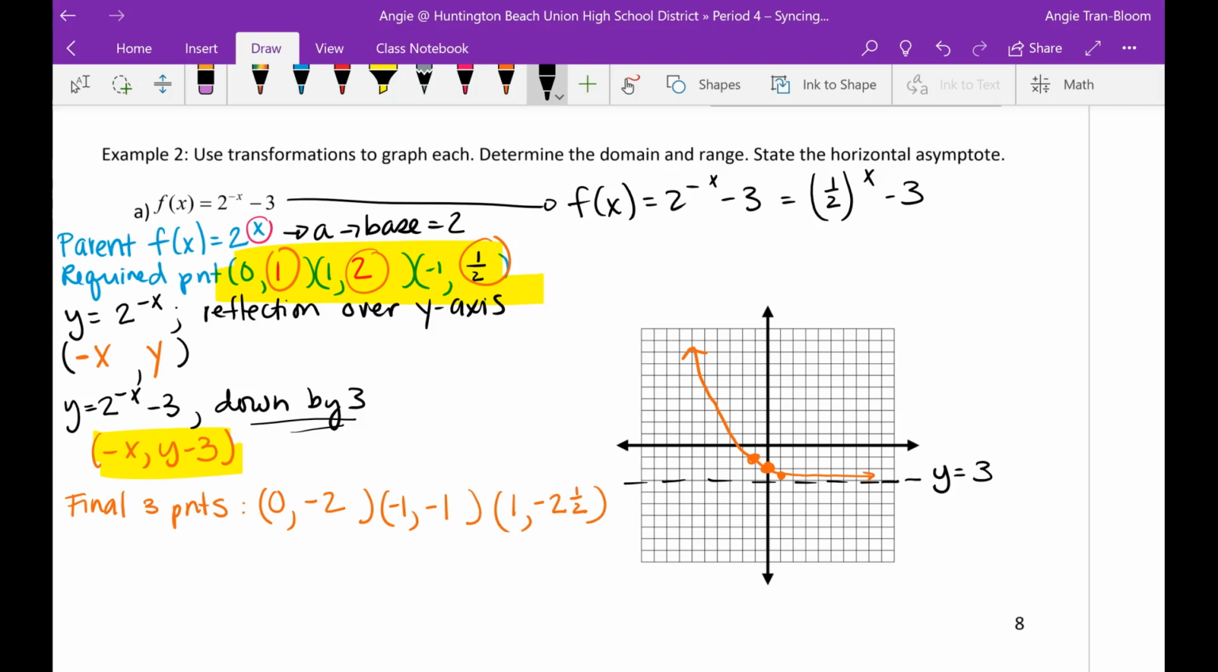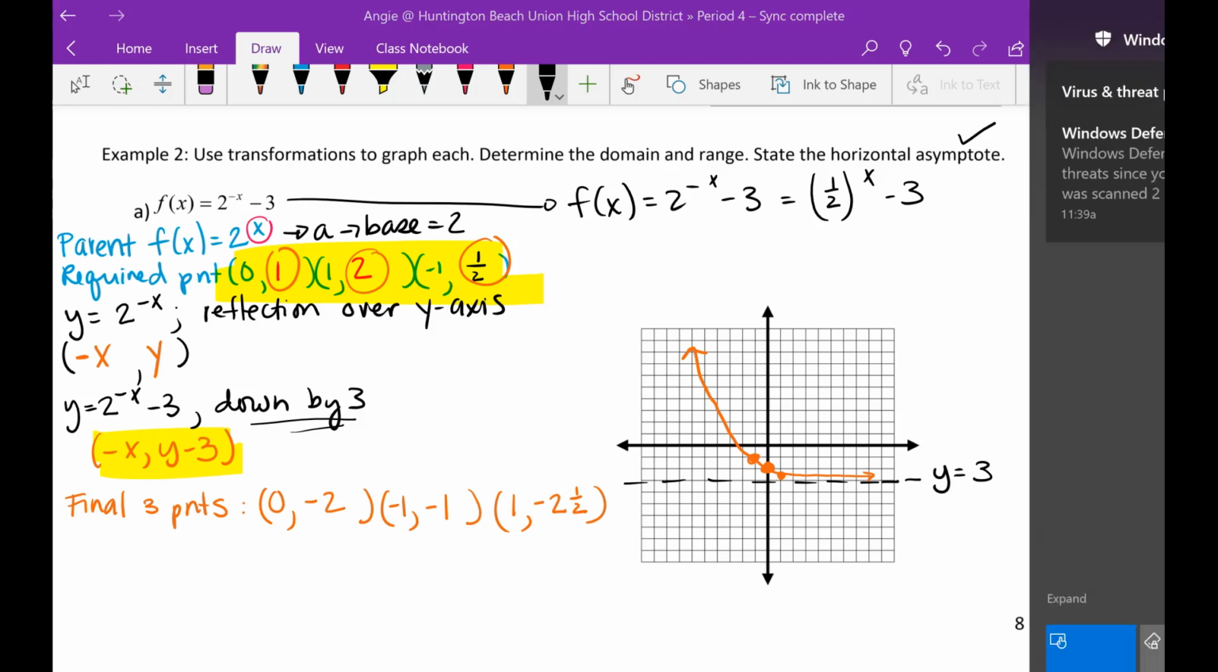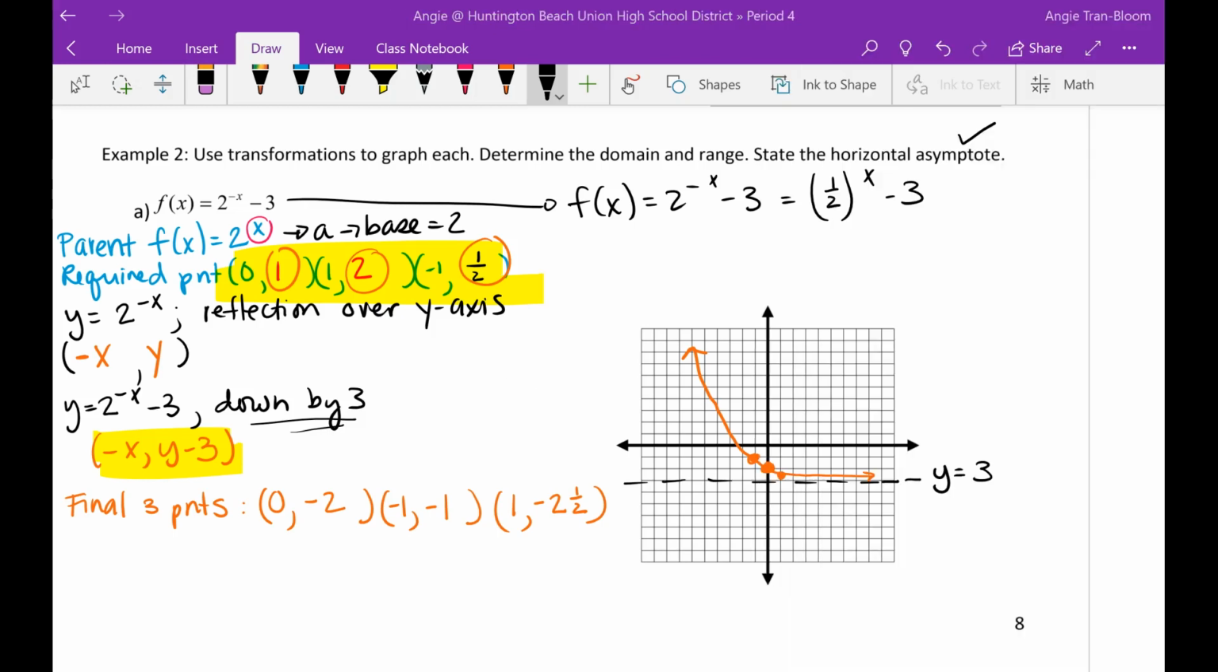So, okay, if you look at it, we are doing this graph by transformation a lot faster than what we are used to, okay? So if you are confused, then just do it old school and put the final graph on here. So we did it all, okay? We graphed it out. We state the domain. I'm sorry, we did not state the domain. I meant to say we state the horizontal asymptote.